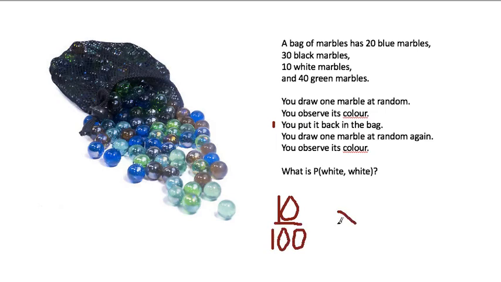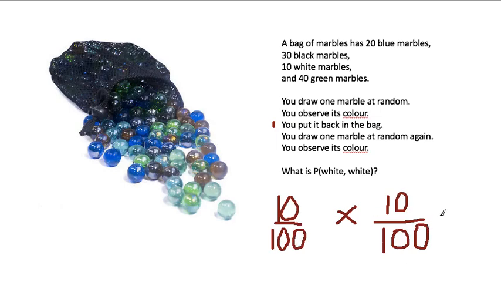And then, since this is a two-step experiment, I'm going to multiply that by the probability of the second step. Since I've put my marble back in, on my second step I've still got 100 possible outcomes. And of those 100 outcomes, 10 of them are white marbles. So the probability of getting a white marble on the second step is still exactly the same, 10 out of 100. So I would simplify these. 10 out of 100 becomes 1 over 10. This becomes 1 over 10.